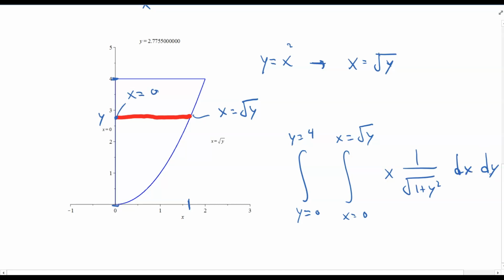And again, I'm just going to highlight this for a moment, and then I'll get rid of it. Notice the limits of integration on the inner integral are with respect to x. x is varying from something to something, and therefore we're integrating with respect to x.